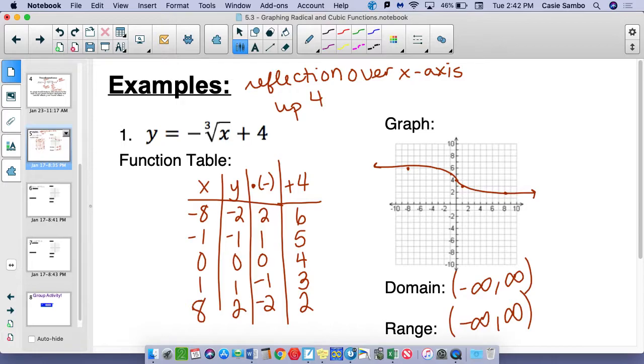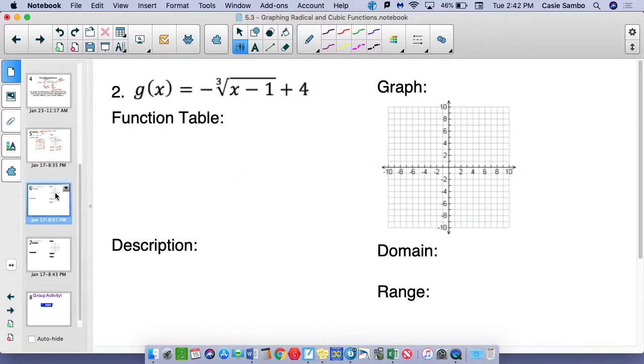Look at the next example. Very similar to the one that we did before, except that this one has a -1 on the inside. So, we'll start with our xy table. Negative 8, negative 1, 0, 1, 8. Negative 2, negative 1, 0, 1, 2.